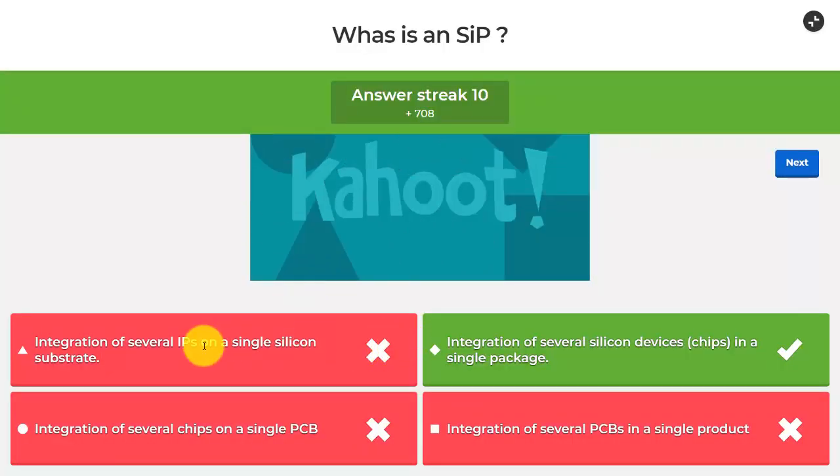So integration of several IPs on a single silicon substrate is an SoC. Integration of several silicon devices in a single package, that's a SIP, a system in package. Integration of several chips on a single PCB, well, that's what we do. We usually take a PCB, printed circuit board, and put several chips on top. So that's just a regular board. And integration of several PCBs in a single product, that would be a product with multiple PCBs inside, which many of the products are.